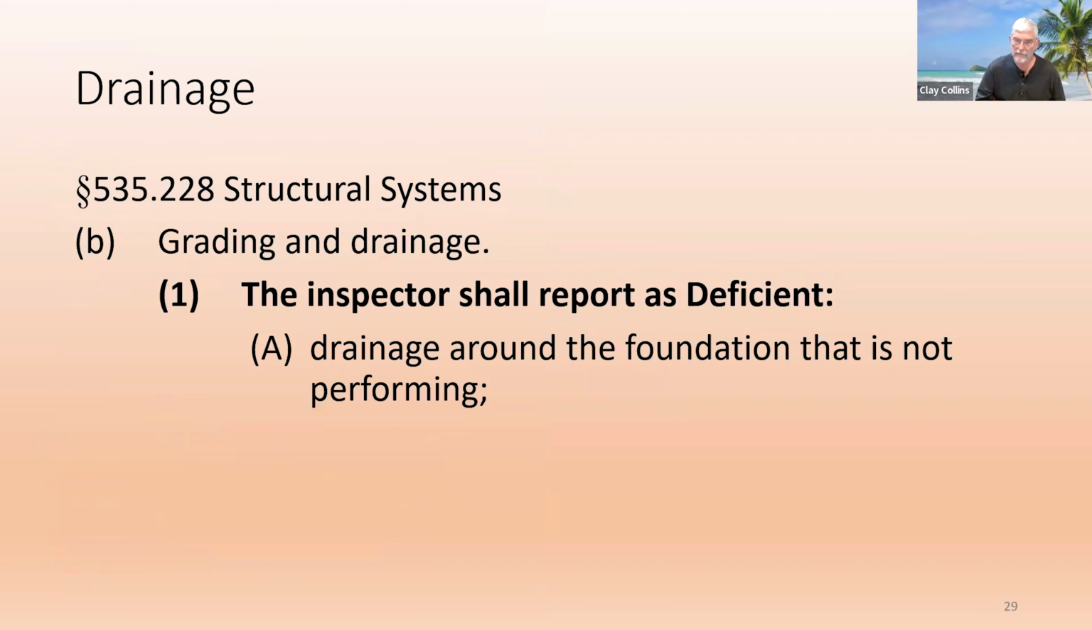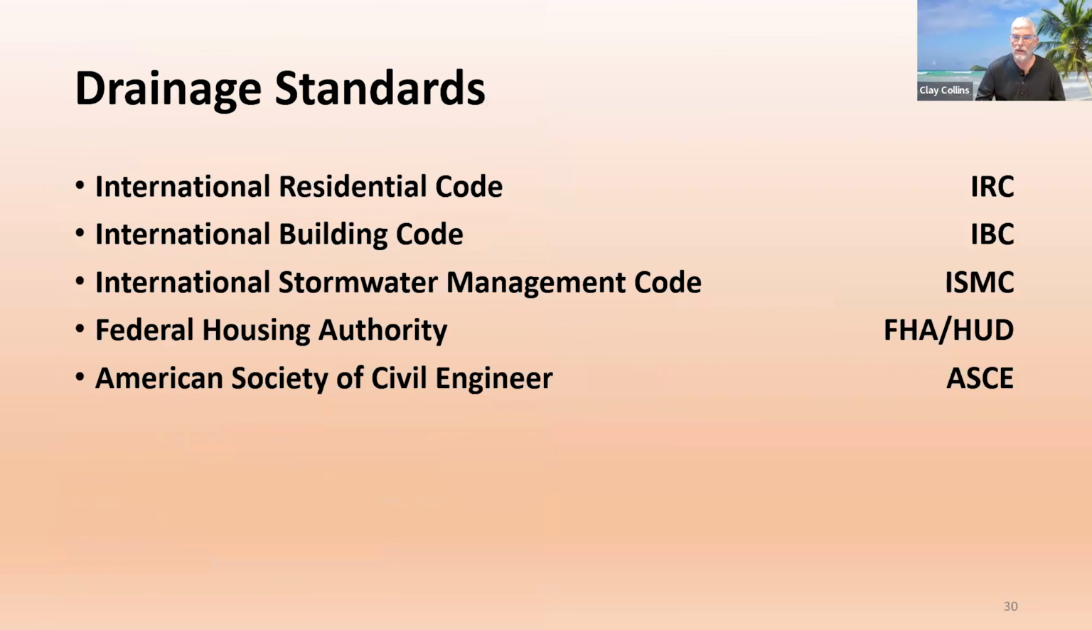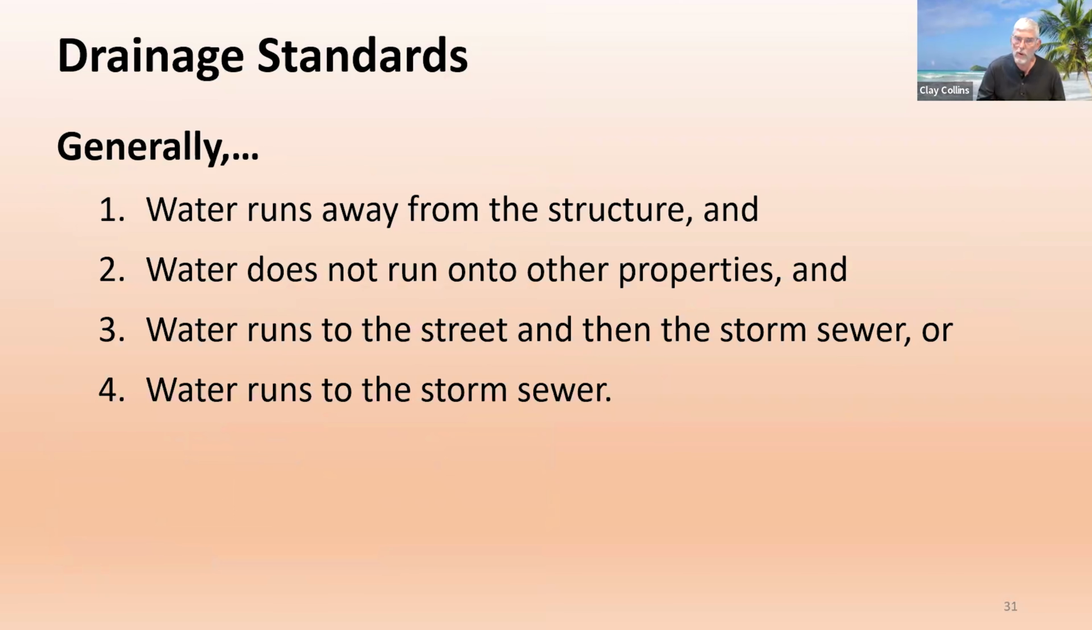Report as deficient: drainage around the foundation that's not performing. Well, where do we get the standards for performance? We have it in the IRC, the IBC, Stormwater Management, Federal Housing Authority, and the American Society of Civil Engineers. We'll go into that again a little later. But generally, water runs away from the structure. It does not run onto other property. It runs to the street and then the storm sewer, or just runs to the storm sewer. So essentially, we can say that water runs downhill.